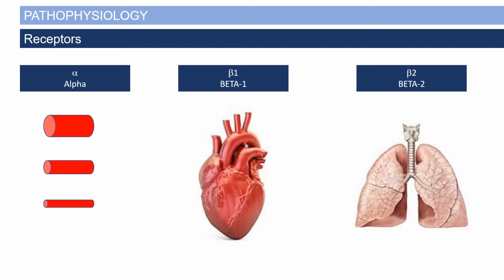Now, there is one drug that all providers at all levels are educated and trained to give that affects alpha, beta 1, and beta 2. And I want you to think of one condition that could cause us to use a medication that will affect all of these.